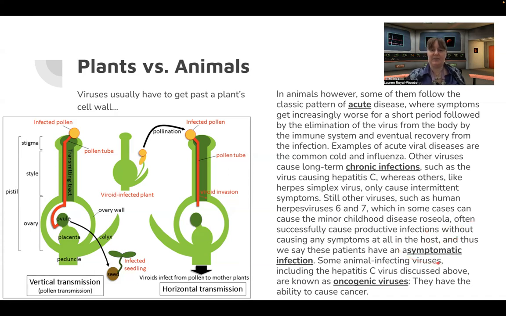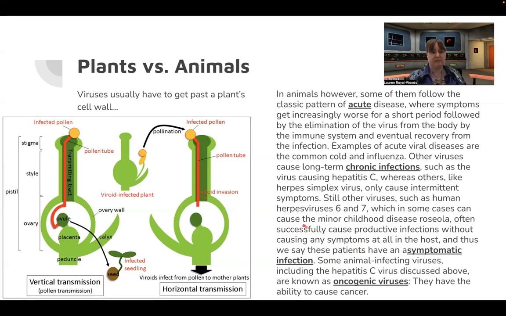So they have asymptomatic infection. This is what I was talking about earlier. Like when you have cold sores, you know you have cold sores, but you don't have an eruption currently. That's an asymptomatic infection. Now, some viruses, including hepatitis C, are known as oncogenic, because unfortunately they cause cancer, which is why we came up with a vaccine for them. Herpes viruses can actually cause cancer later on down the road. And that's why it was a big breakthrough for Hep C. So they can cause cancer further on down the road.